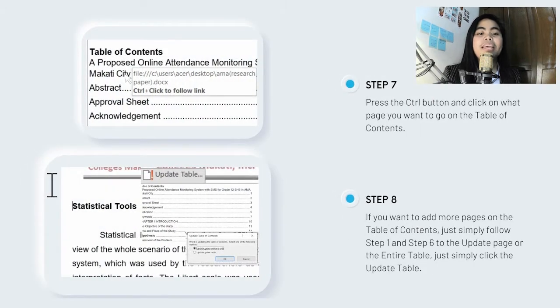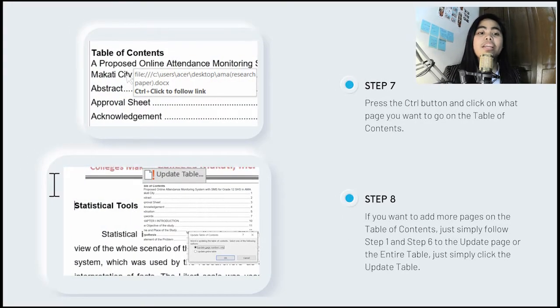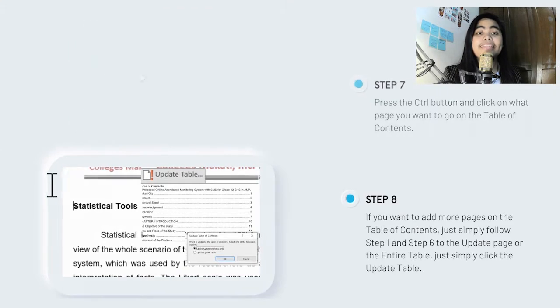Step 7. Press the Control button and click on the page you want in the table of contents. Step 8. If you want to add more pages to the table of contents, just simply follow Step 1 to Step 6. To update the page or the entire table, just simply click Update Table.